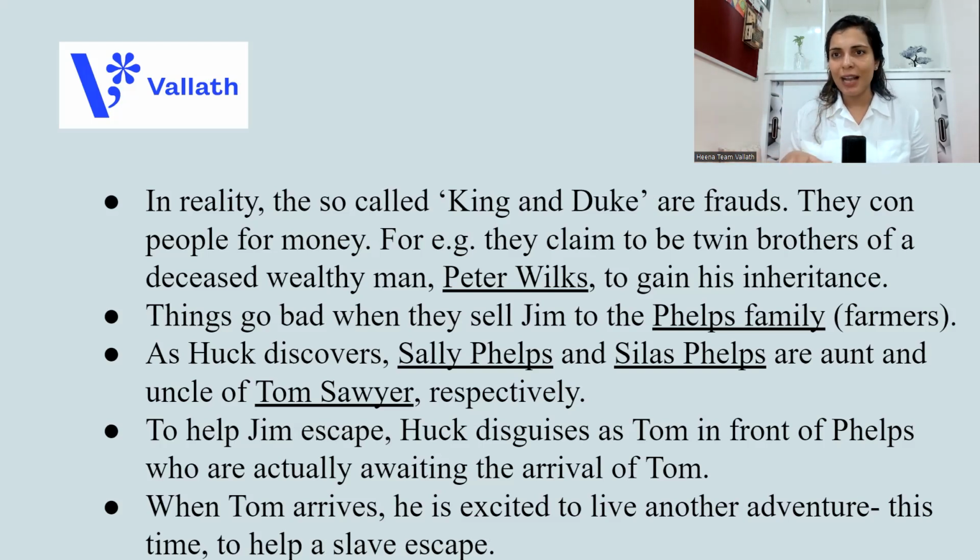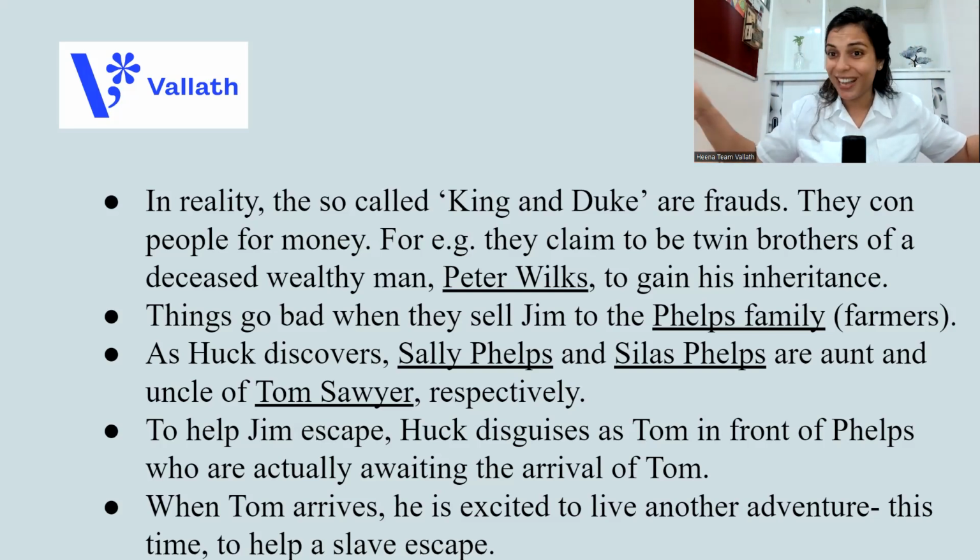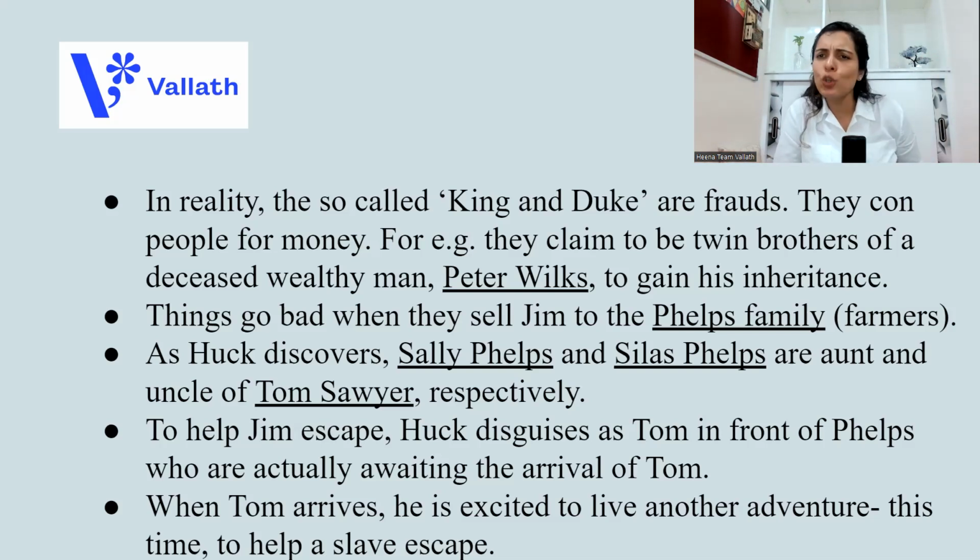So as Huck discovers, this Phelps family basically consists of an old auntie called Sally Phelps and an old uncle called Silas Phelps. Now, Sally Phelps and Silas Phelps are aunt and uncle of Tom Sawyer. Tom Sawyer's entry will happen soon here. Kindly attention. Tom Sawyer is coming. So now, this Phelps family is related to Tom.